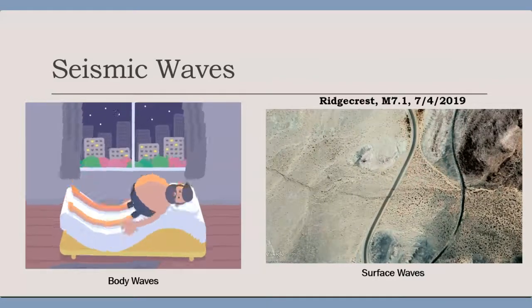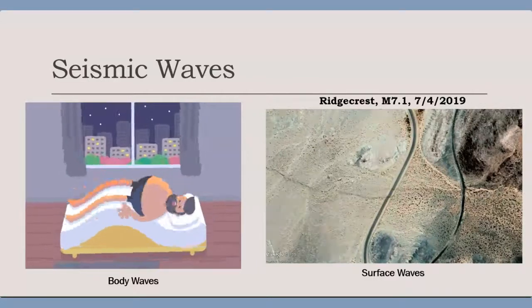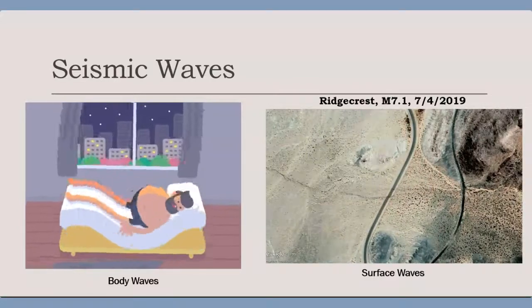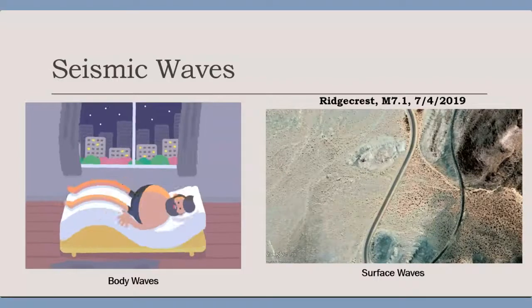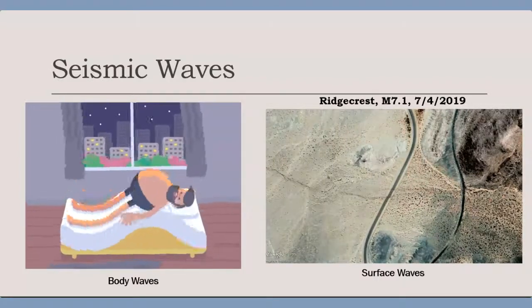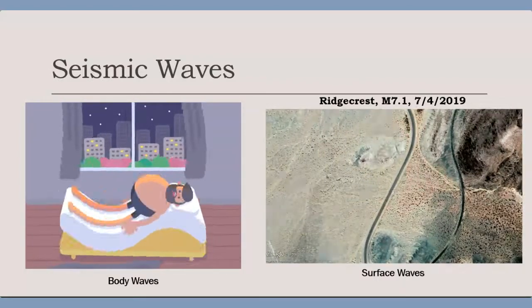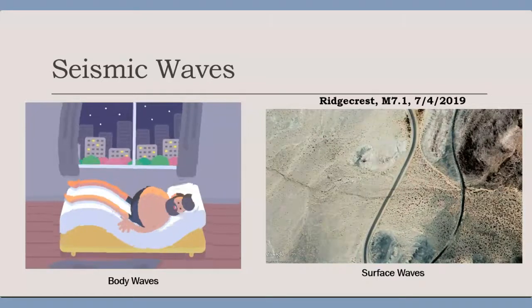Based on the offset of the roads to the right, it is indeed a right lateral strike slip fault that the July 4th earthquake occurred on. Isn't it so cool that you know that now? Let's get back to waves though.